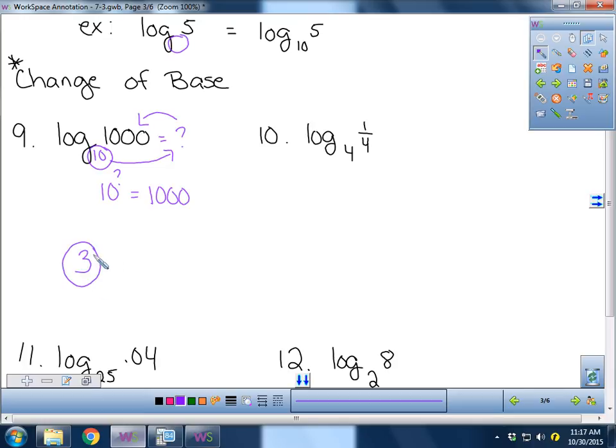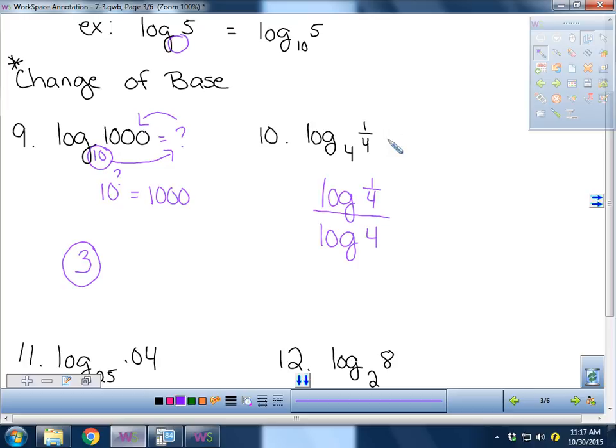Okay? Now, since that log button only does base of 10, if you're wanting to use it, that means that if you don't have a base of 10, you would have to change it. So this is what we call change of base. And all you do is take log of this number over here. So I would say log of 1/4. And I would divide that by log of the base.